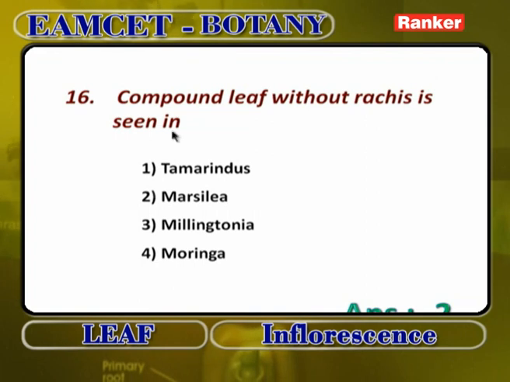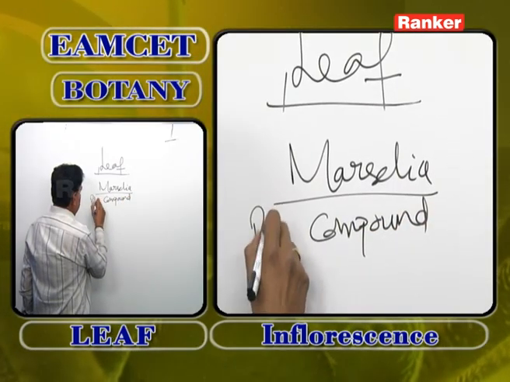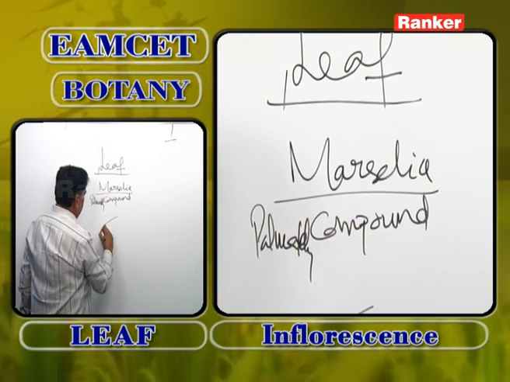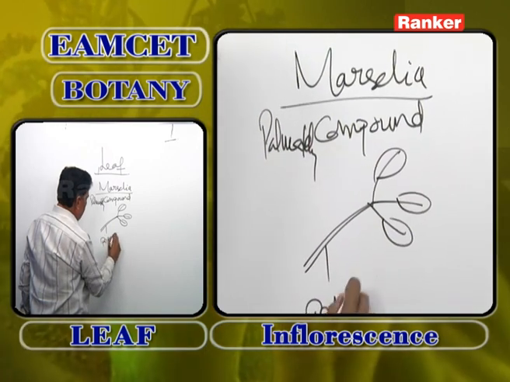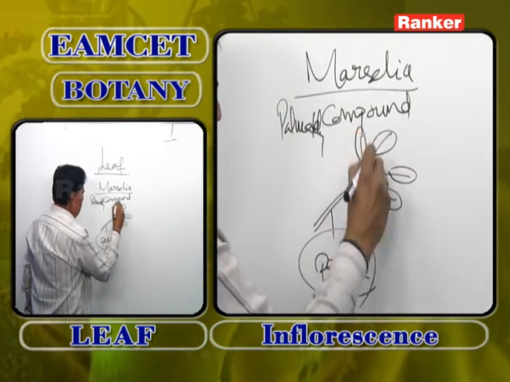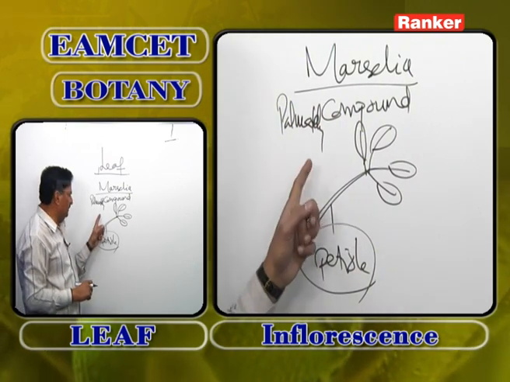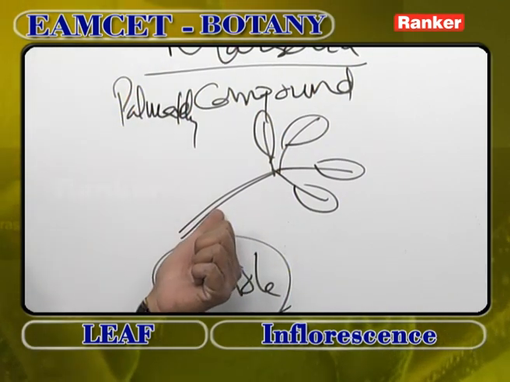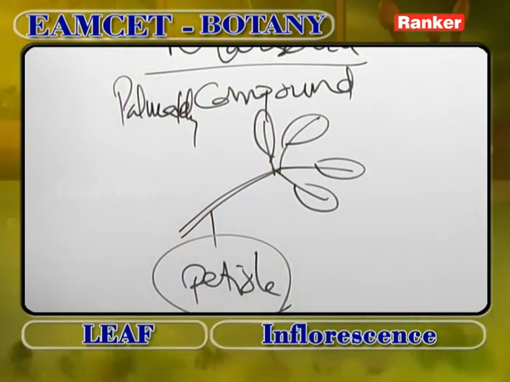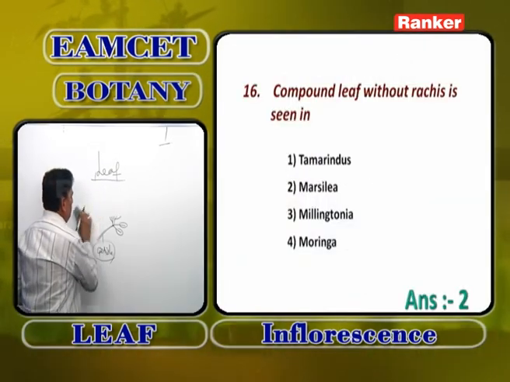Compound leaf without a rachis is seen in Tamarindus, Marsilea, Millingtonia and Moringa. Here the answer is Marsilea. Why? Because Marsilea shows palmately compound leaves, not pinnately compound. Palmately compound means leaflets are arranged at the tip of the petiole. So rachis will not be there, only petiole. At the tip of the petiole you will find 4 leaflets, so it cannot be called a rachis, it is a petiole.